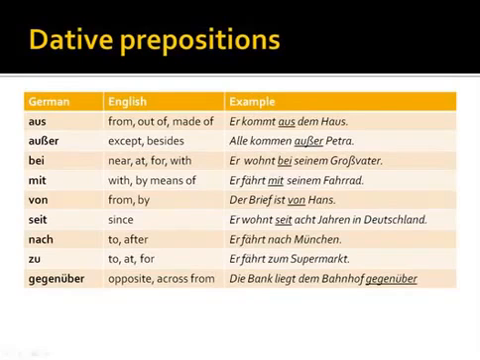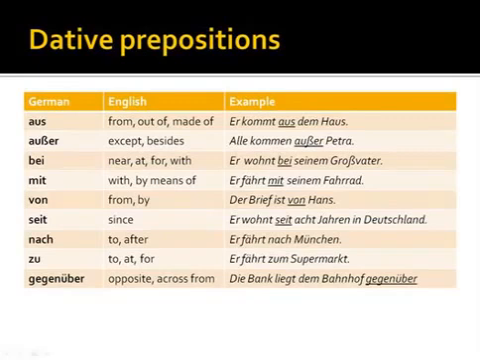The next one, außer, means except or beside. Alle kommen außer Petra. Everyone is coming with the exception of Petra. She's not coming. Now, bei means near, at, for, or with. So wohnt bei seinem Großvater. He's living with his, or at the residence of his grandfather.